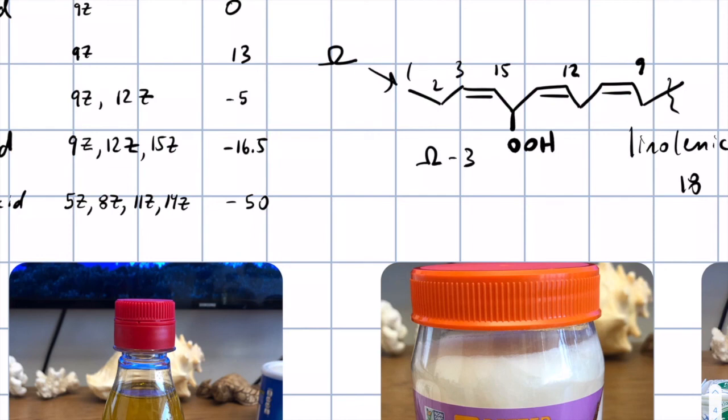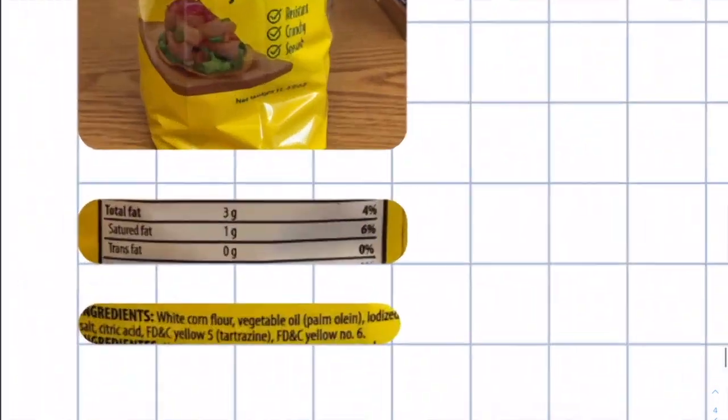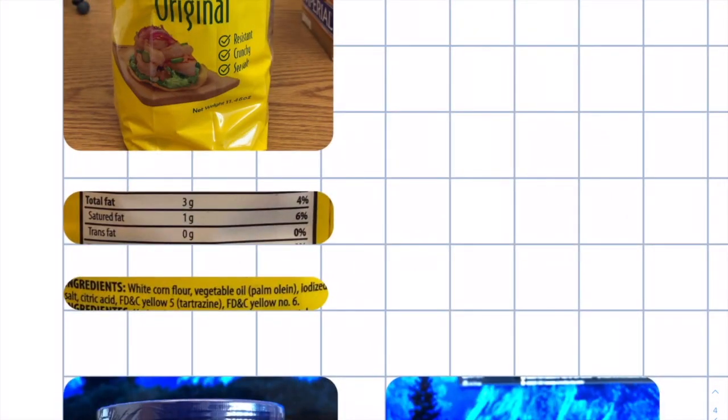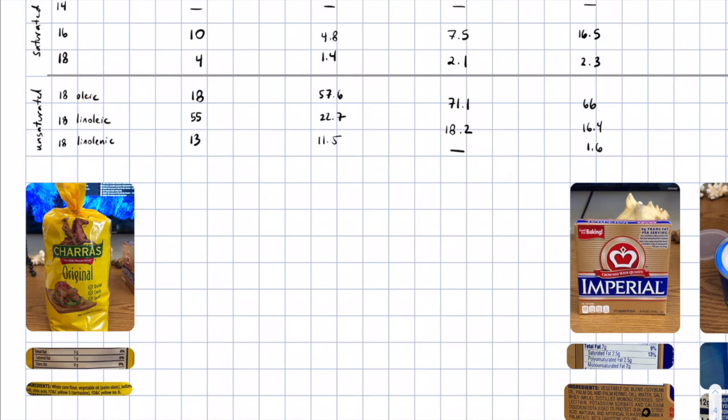Which brings me to the point of talking about the rancid tostadas of 2016. These are not actually them. These are bought fresh today, but here is a nutritional label from tostadas, and you can see a lot of vegetable oil, palm olein. That means they've got a lot of oleic acid in them, okay?